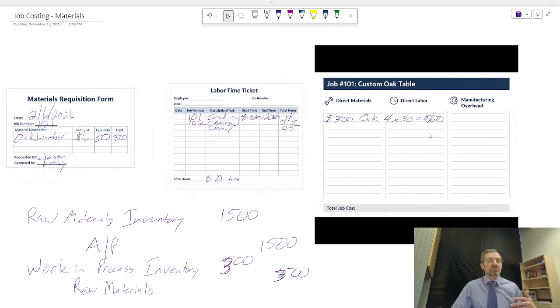We have also looked at some of the other indirect costs that we can't directly trace to this table. So we know we're not done. What about all of the other costs? What about the glue, the screws, the sandpaper, the salary of the factory supervisor? What about the factory's electric bill and rent? These are all manufacturing overhead.